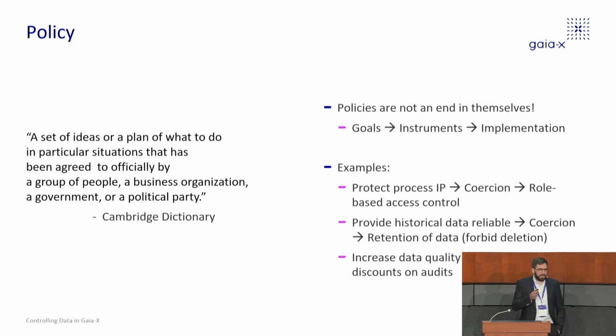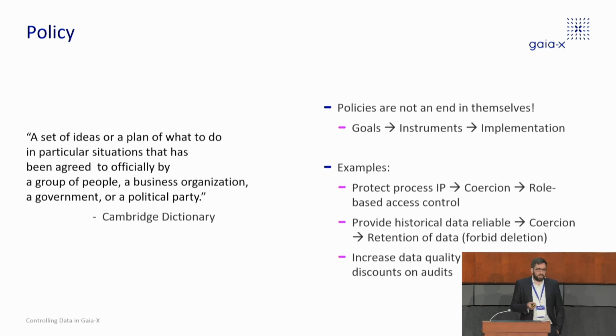And I like this structure of you think about your goals, what instruments you would want to use, and what the implementation looks like, so you can align that. So now I have this example here. You want to protect your intellectual property. And then the instrument you can use is coercion, which you could implement with role-based access policy, for example.